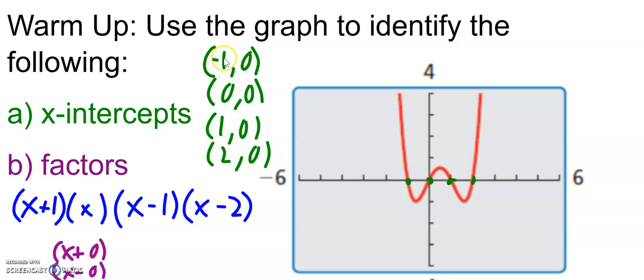Now, how do we turn those into factors? Remember, the factor is the opposite of this number. So if the x-intercept is at x equals -1, then the factor is x plus 1. If the x-intercept is at 0, then we would usually just write x. Now, you could write x plus 0 or x minus 0 because those are still the same thing, but normally we just write x. If the x-intercept is at +1, then the factor would be x minus 1. And if the x-intercept is at +2, then the factor is x minus 2.